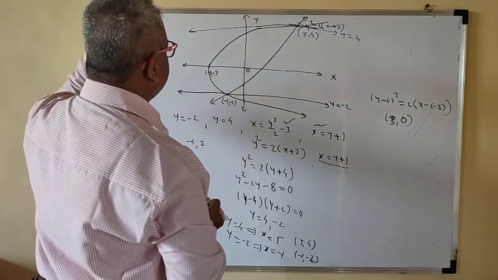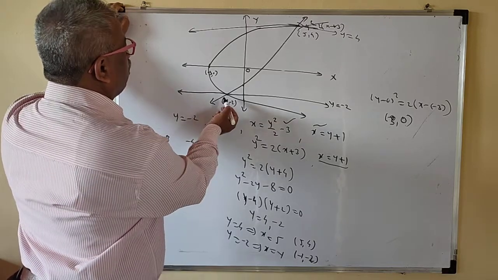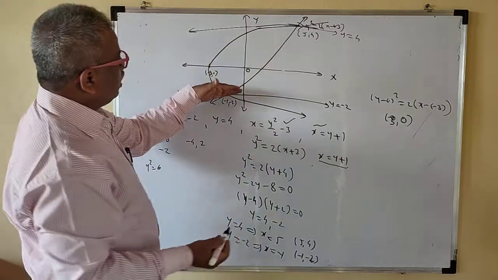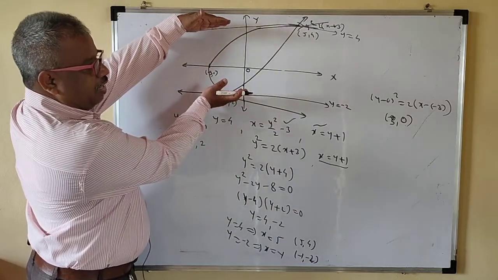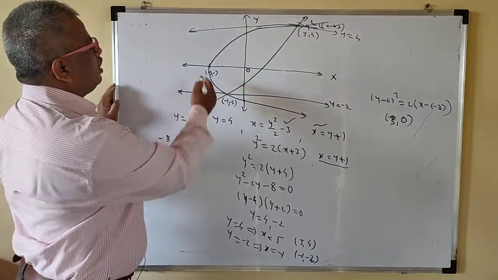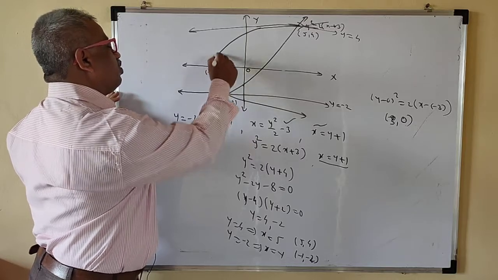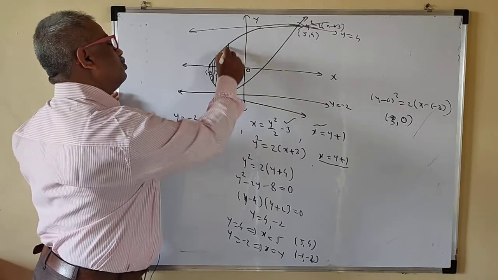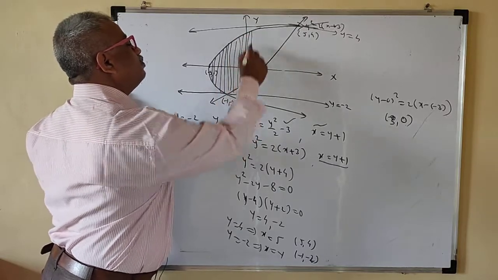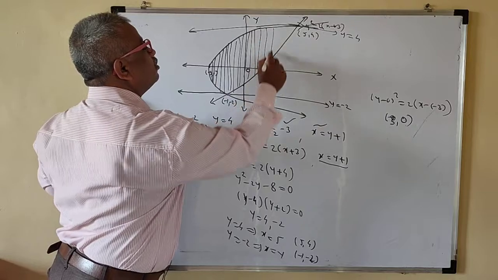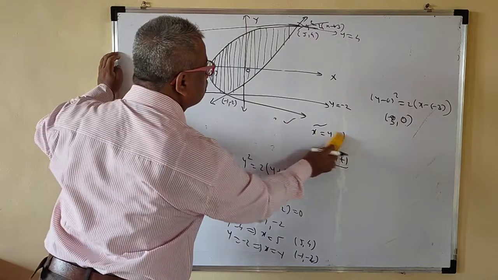So y lies between these two, right? y is between minus 2 and 4. So this region is correct now. Okay, so now we have drawn our region. This is our region of the integration.